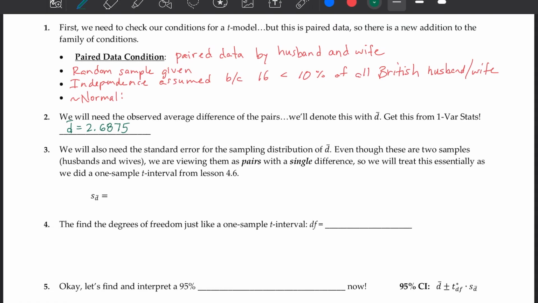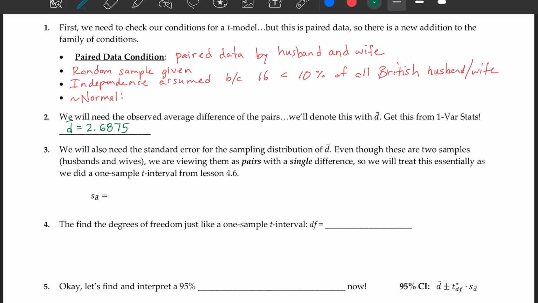So you should have found a D bar equal to 2.6875. All right, next step, we're going to find the standard error for the sampling distribution of D bar. Even though these are two different samples, next unit we'll talk about how you find standard deviations and errors when you have two samples. Since we're using them as a single difference though, we don't need to worry about that yet. And we're going to do it just like we did in lesson 4.6. I also think we did this in lesson 4.2 as well.